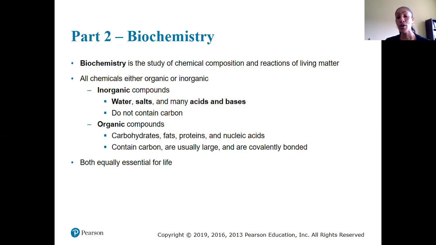Inorganic substances are those that living things need to live. We need water, we need oxygen, and if we're a plant, we need carbon dioxide. Although those substances themselves are not living, they are things that living things need to survive.